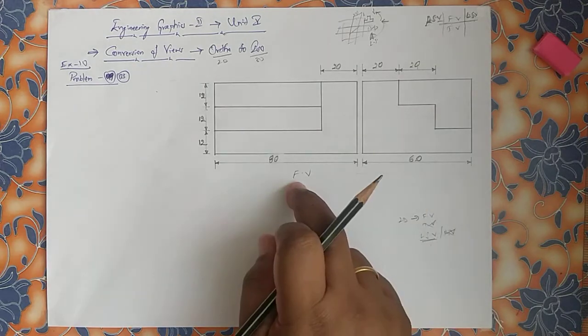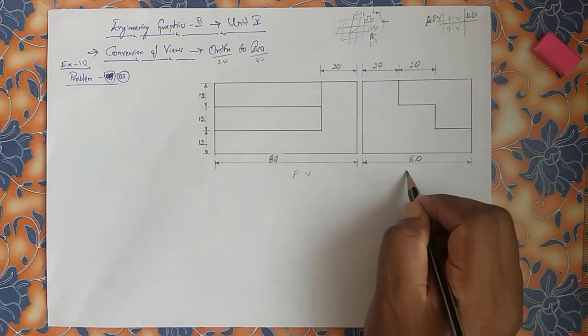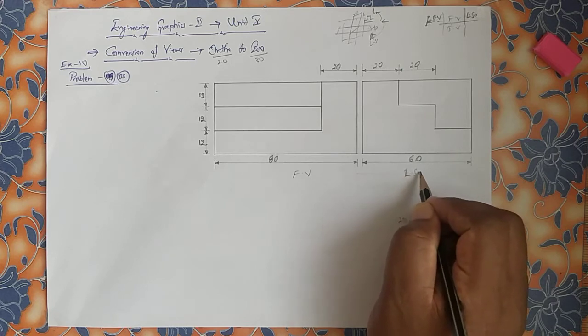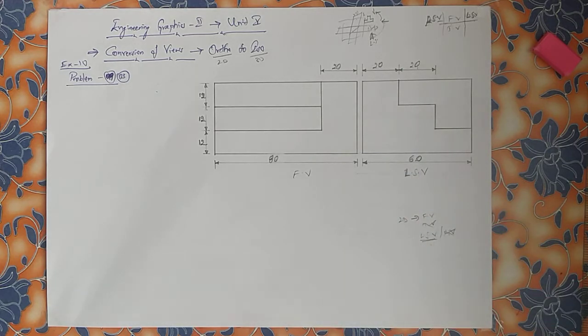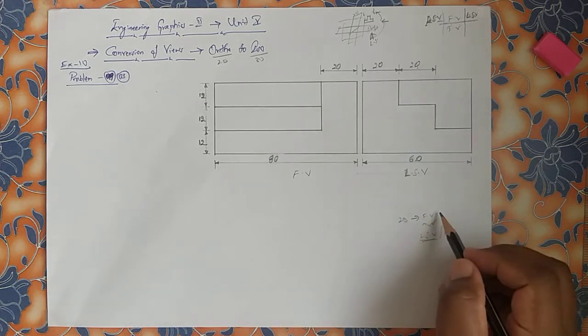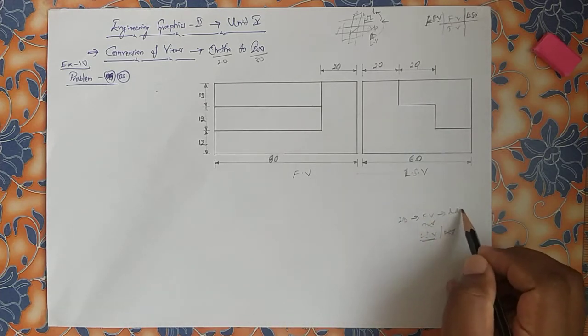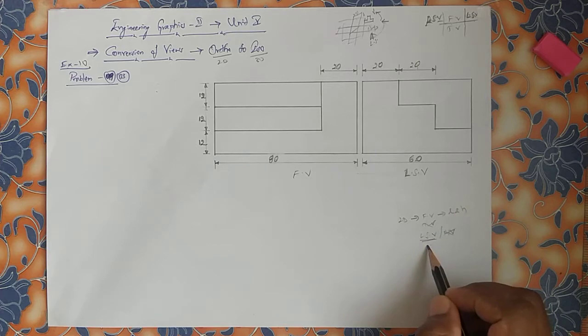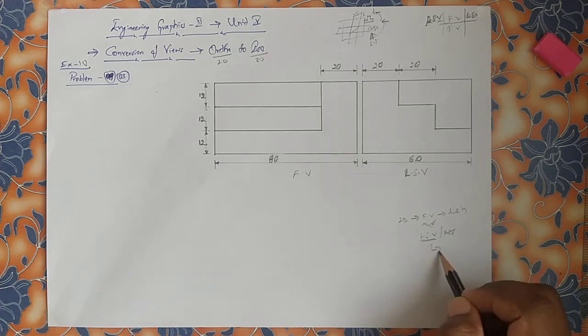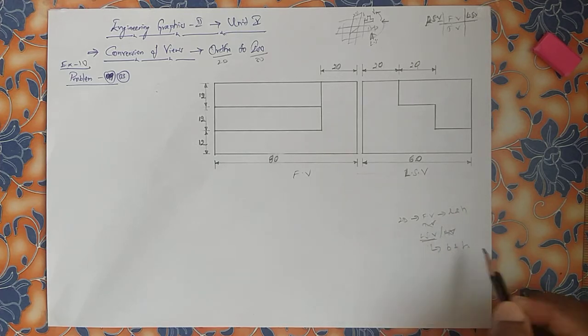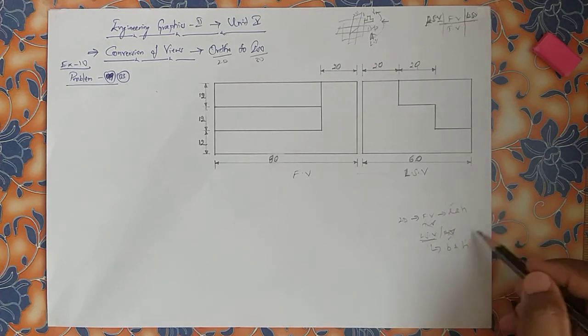As per that, this is the front view and this is the side view, which is nothing but the left side view. Front view, left side view. See, what dimensions are we covering? Front view will cover length and height. Left side view will cover breadth and height. So we are covering all 3: length, breadth, height.